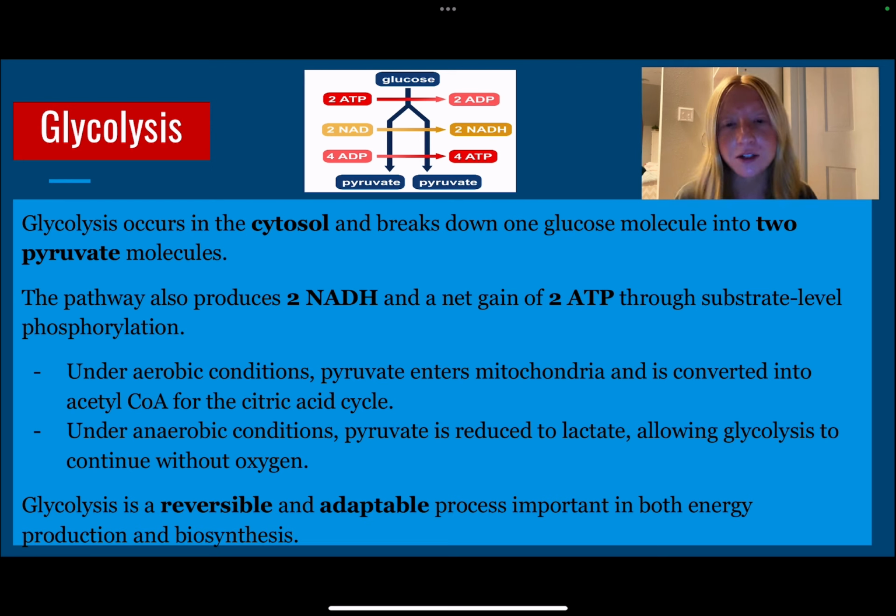Glycolysis occurs in the cytosol and it breaks down one glucose into two pyruvate molecules. The pathway produces two NADH and a net gain of two ATP through substrate level phosphorylation. Under aerobic conditions, pyruvate enters the mitochondria and is converted into acetyl-CoA for the citric acid cycle. However, under anaerobic conditions, pyruvate is reduced to lactate, and it allows glycolysis to continue without oxygen. Glycolysis is a reversible and adaptable process and is important in both energy production and biosynthesis.